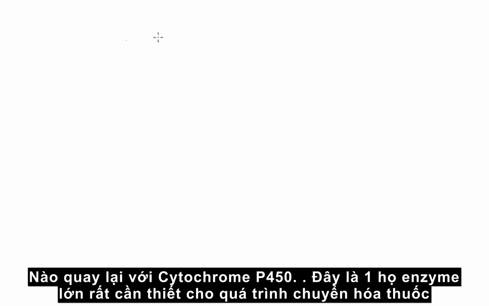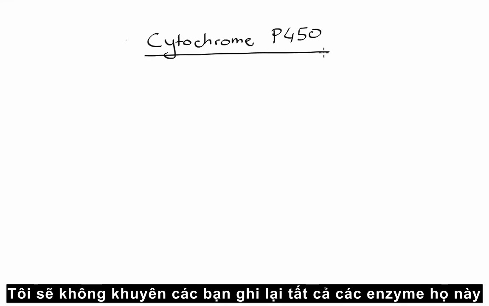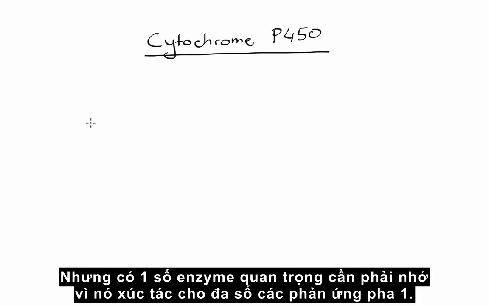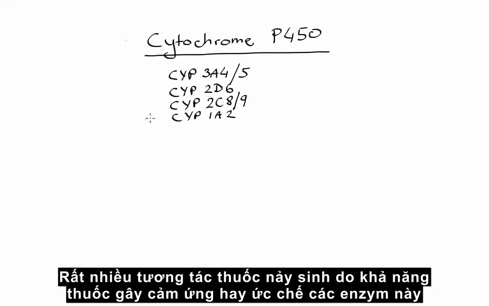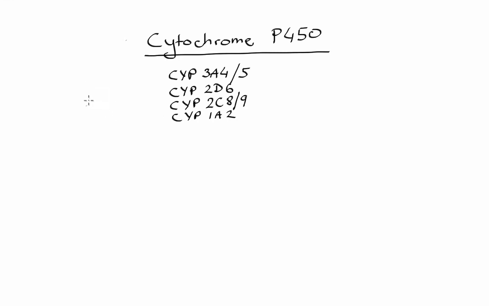Now let's go back to cytochrome P450. This large family of enzymes is essential for the metabolism of drugs. And although I wouldn't recommend anyone to memorize all of them, there are a few that are worth remembering because they catalyze the vast majority of phase 1 reactions. And these are the following: CYP3A4/5, CYP2D6, CYP2C8 and 9, and CYP1A2. Many drug interactions arise from drugs' ability to induce or inhibit these enzymes.